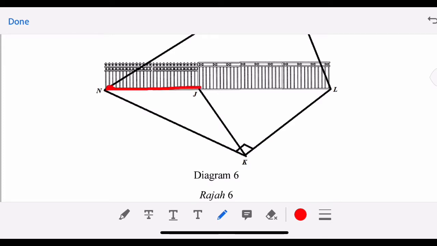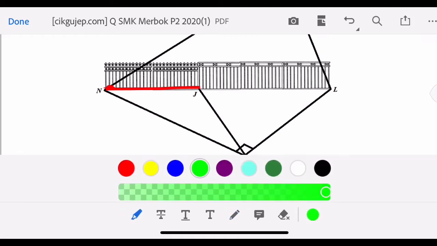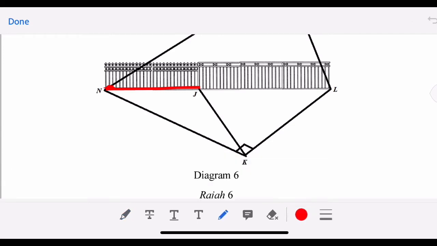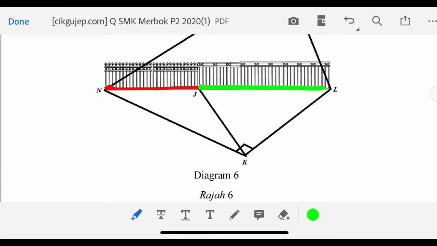Okay, so this is NJ. We actually focus on the line segment. Just imagine that this is the path of the road that you are going to walk through or pass by. There's another part, which is from J to L, right? So I use a green highlighter to highlight J to L.